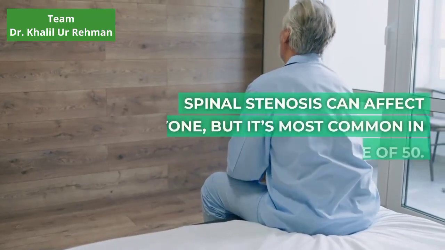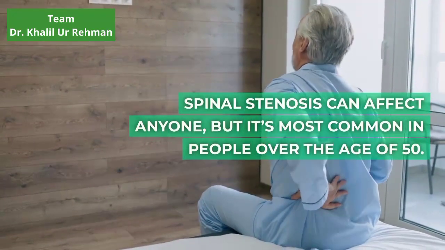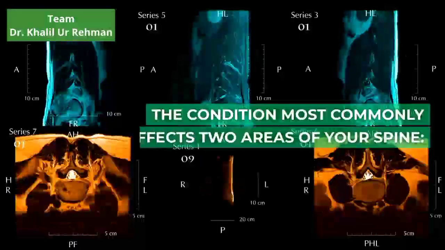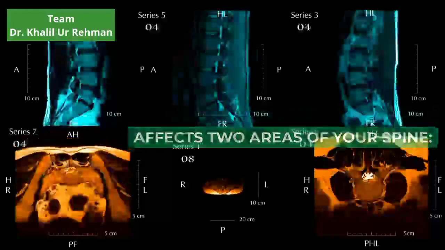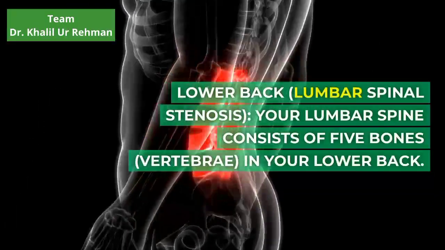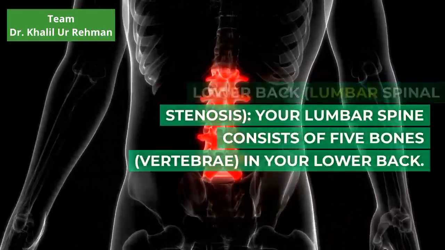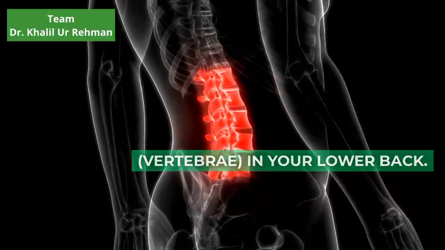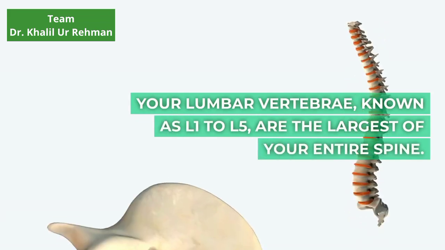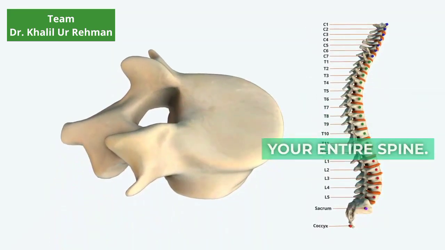Spinal stenosis can affect anyone, but it's most common in people over the age of 50. The condition most commonly affects two areas of your spine. Lower back, lumbar spinal stenosis. Your lumbar spine consists of 5 bones, vertebrae, in your lower back. Your lumbar vertebrae, known as L1 to L5, are the largest of your entire spine.